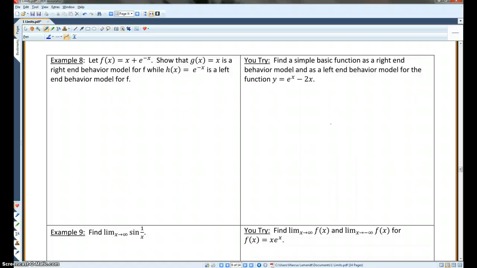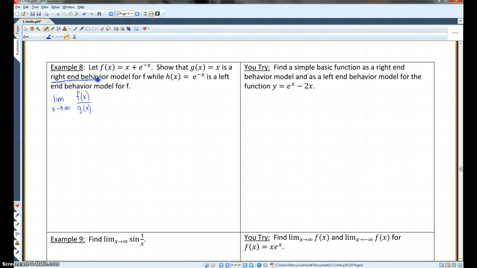Okay, let f of x equal x plus e to the negative x. Show that g of x equals x is a right end behavior model, while h of x equals e to the negative x is a left end behavior model. Okay, so for the right end behavior model, we're going to be taking the limit as x approaches infinity. Okay, so this is what we have. I'm going to split the fraction up, just like so. x over x is just 1. This one, if you were to graph this, you would see the limit as x approaches infinity is 0. Okay? Now, because the limit as x approaches infinity equals 1, this is, in fact, a right end behavior model.